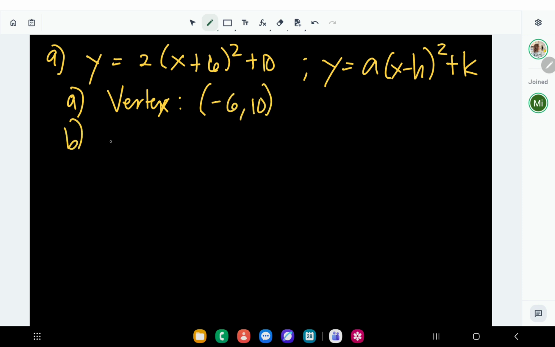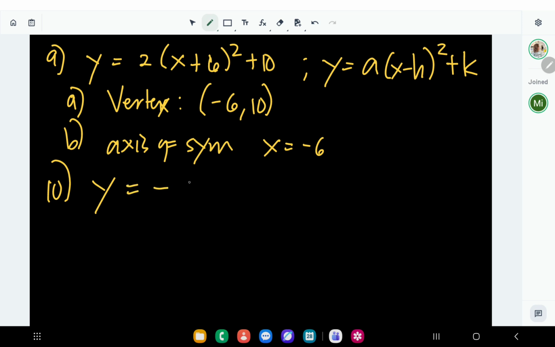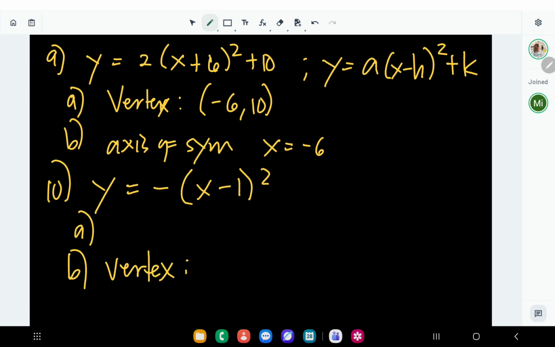And then the axis of symmetry, yes, you're right. So x is equal to negative 6. And then for number 10, we're given the function. You're now an expert in vertices and axis of symmetry. So x minus 1 squared, when this function is graphed, what is the axis of symmetry? You find the vertex first. Your axis of symmetry is 1 because the vertex is 1, 0, right? We don't have k.